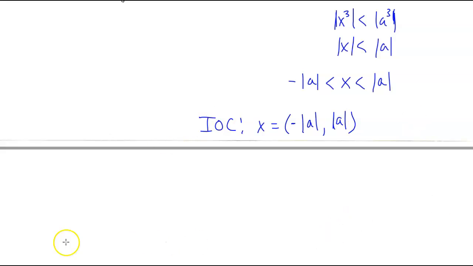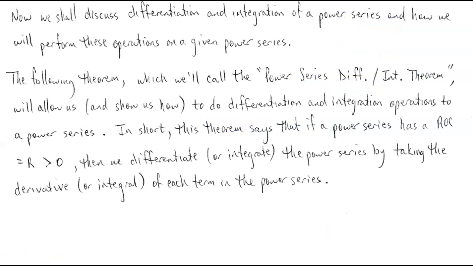So now that we've seen a few examples of how to take a function, and mostly these functions were rational functions, and rewrite them as polynomials, aka as a power series, now we want to discuss differentiation and integration of a power series and how we will perform these operations on a given power series. The following theorem, which we'll call the power series differentiation / integration theorem, will allow us and also show us how to do differentiation and integration operations to a power series.